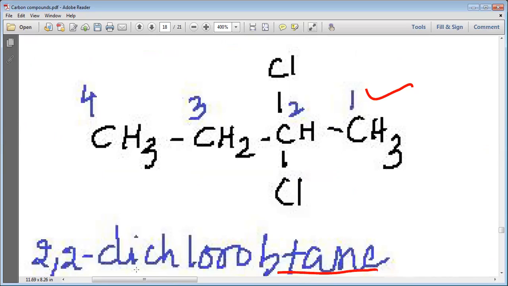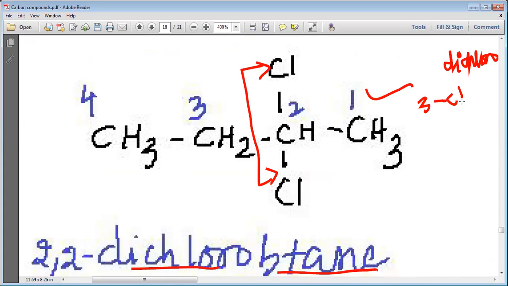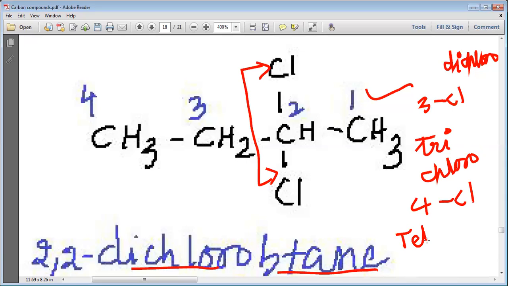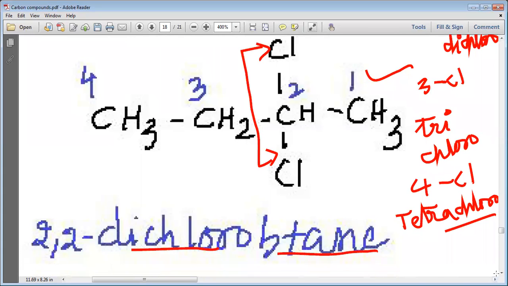But what kind of butane? It is dichlorobutane, because 2 chloro groups are present. As 2 chloro groups are present, it is dichloro. If 3 chloro groups are present, we will call it trichloro. If 4 chloro groups are present, we will call it tetrachloro. So this is how, my dear students, we understand the nomenclature.